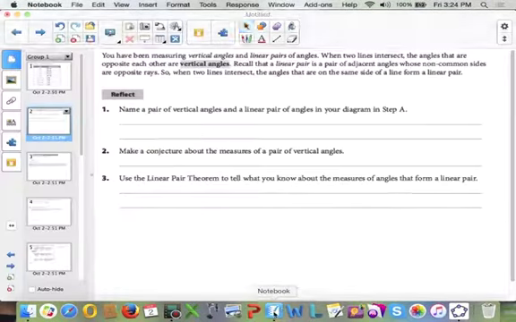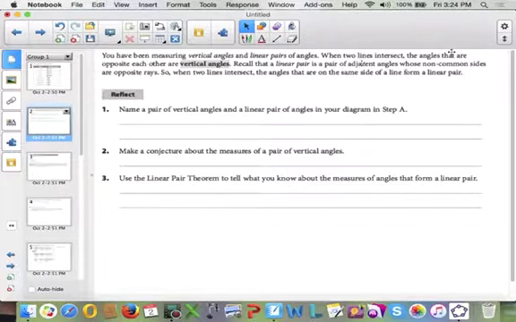And we've seen the vocabulary for linear pair before. When two lines intersect, the angles that are opposite each other are what we call vertical angles. Again, remember that we've seen the vocabulary for a linear pair before. Those are the adjacent angles, the angles that are next to each other, and the sides that they don't have in common are opposite rays, meaning they're on the same line going in opposite directions. So when two lines intersect, the angles that are on the same side of a line form a linear pair.